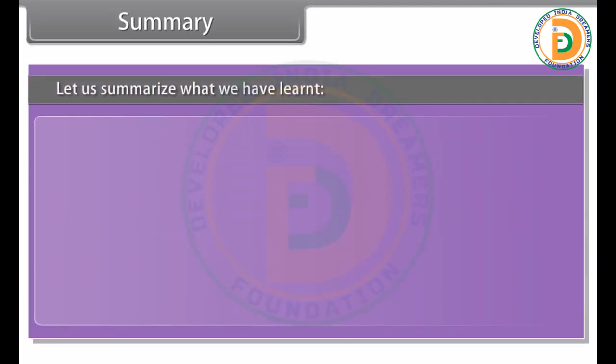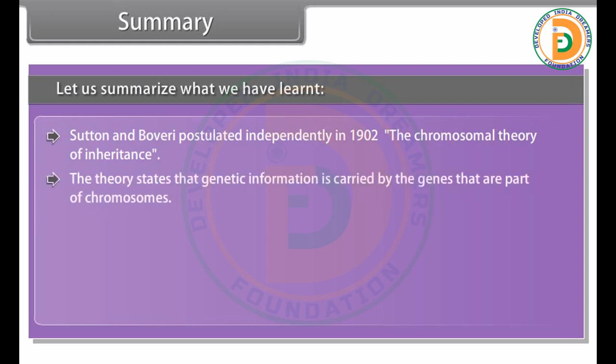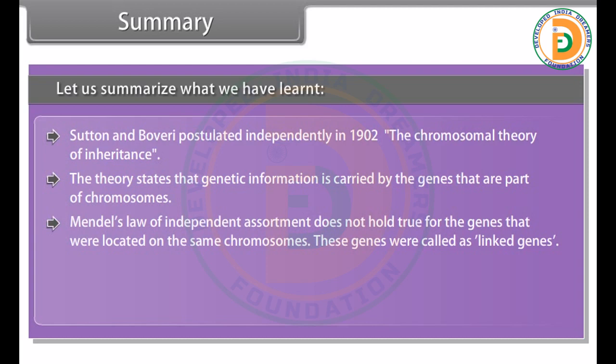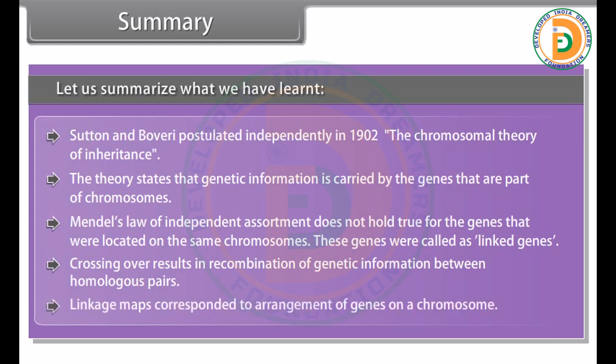Let us summarize what we have learned. Sutton and Boveri postulated independently in 1902 the chromosomal theory of inheritance. The theory states that genetic information is carried by the genes that are part of chromosomes. Mendel's law of independent assortment does not hold true for the genes that are located on the same chromosome. These genes are called linked genes. Crossing over results in recombination of genetic information between homologous pairs. Linkage maps correspond to the arrangement of genes on a chromosome.